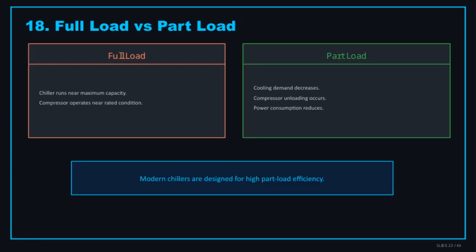Modern chillers are built to be smart about how they use energy. When cooling demand drops, the system doesn't just keep running full throttle. Instead, the compressor unloads, which means it slows down or cycles less. This reduces power consumption significantly. At full load, the chiller runs near its maximum capacity, with the compressor working close to its rated condition. But at part load, it adjusts, saving energy while still keeping things cool. This balance is key to efficiency.